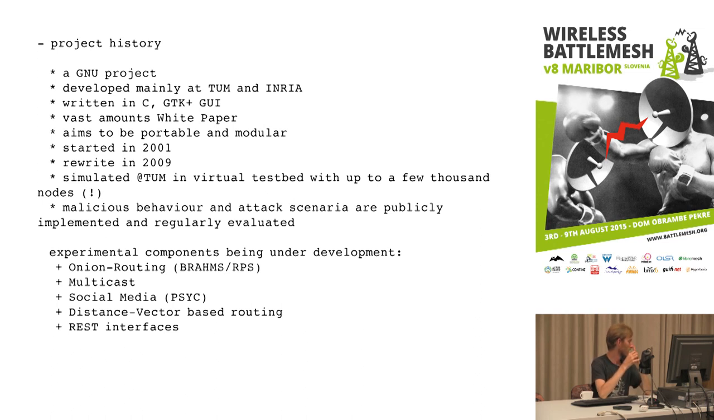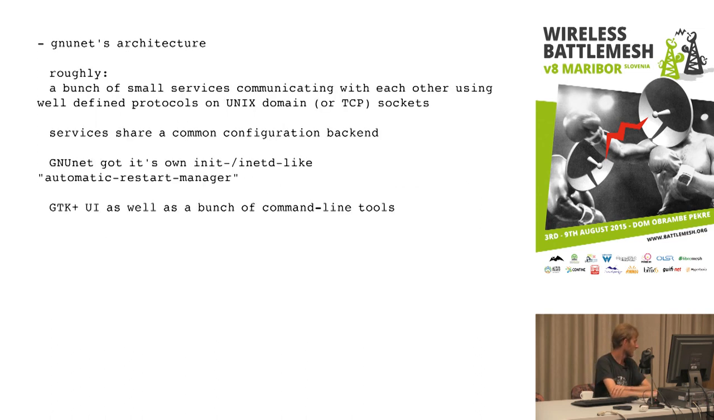They also recently started adding distance vector-based routing for the most local environment, because DHT-based routing doesn't converge very well in local mobile environments. So it starts to be more of a hybrid routing engine rather than just a proactive routing engine based on the DHT as it was before. And they're adding some RESTful interfaces for other services to access.